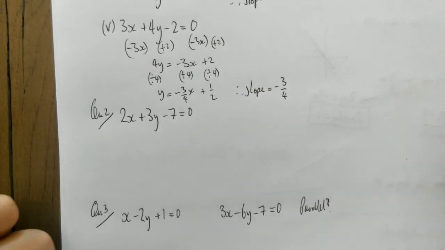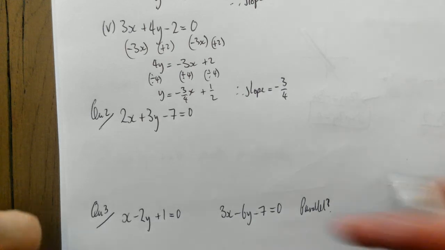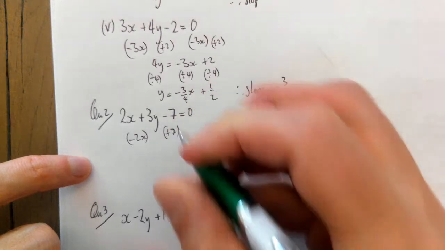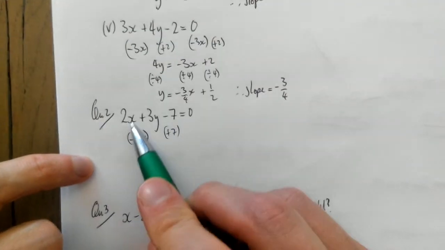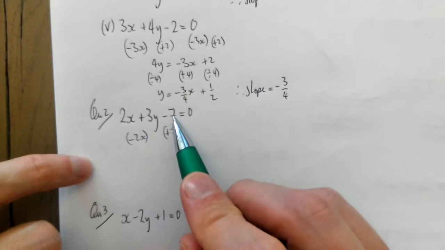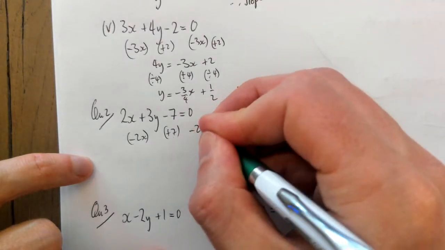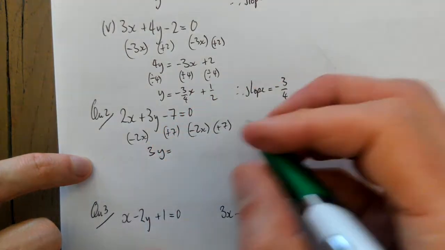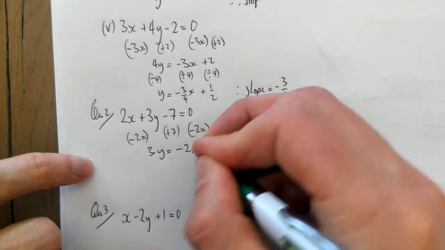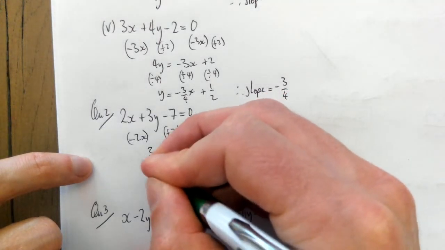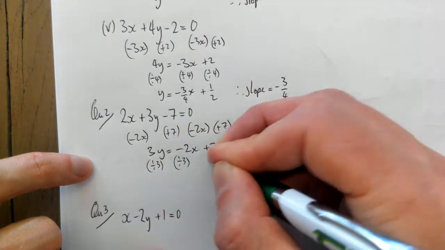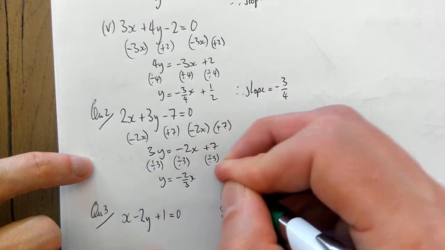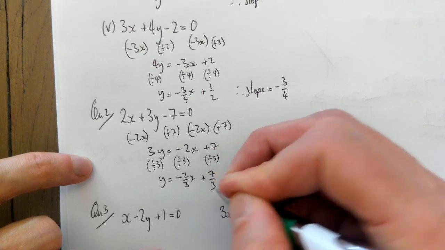Question 2, same thing. It gives us a few questions afterwards. Let's rearrange it first. We're going to take away 2x and add 7. So I'm looking at all the values that are not y related and doing the opposite. So positive 2x, take away 2x, minus 7, add 7. We do the same to this side. 3y is equal to minus 2x plus 7, divide by 3 to every term. Y is equal to minus 2/3 of x plus 7 over 3.